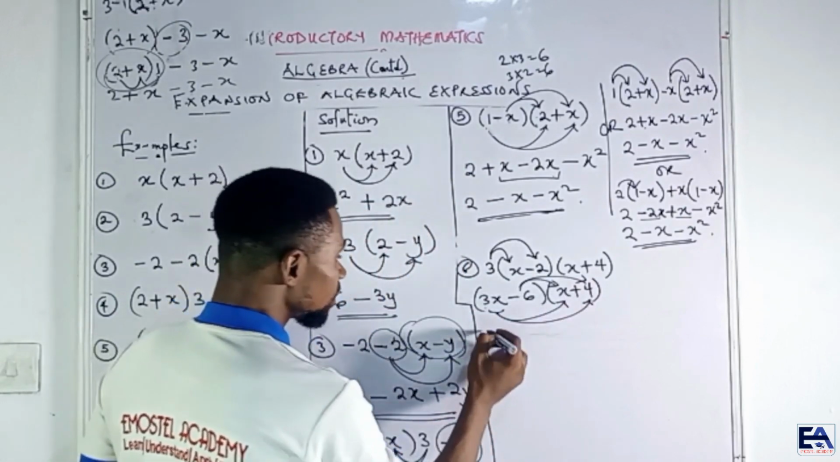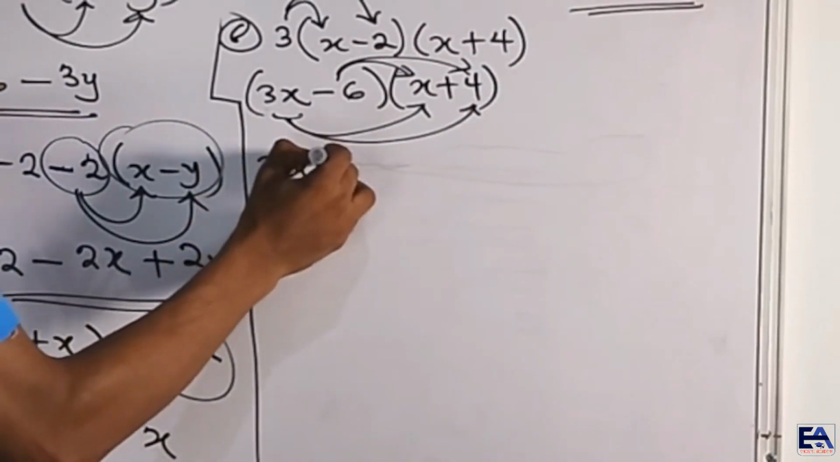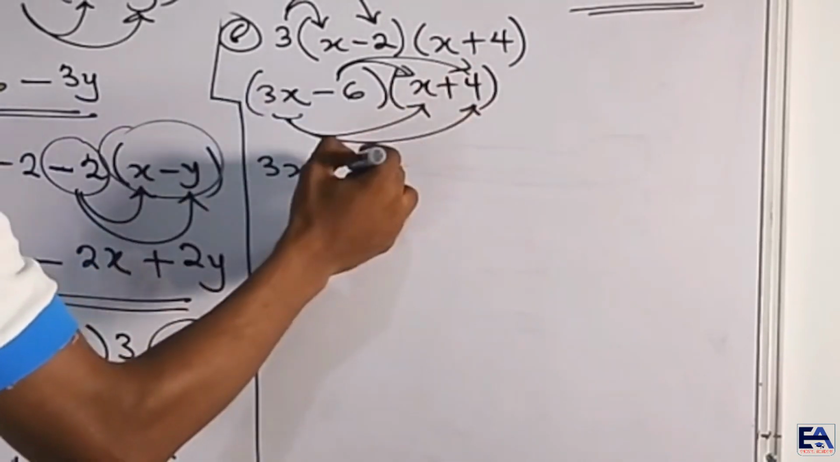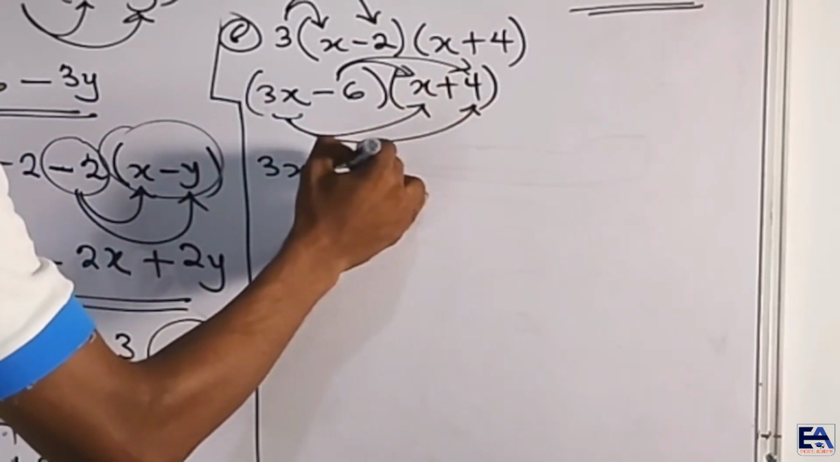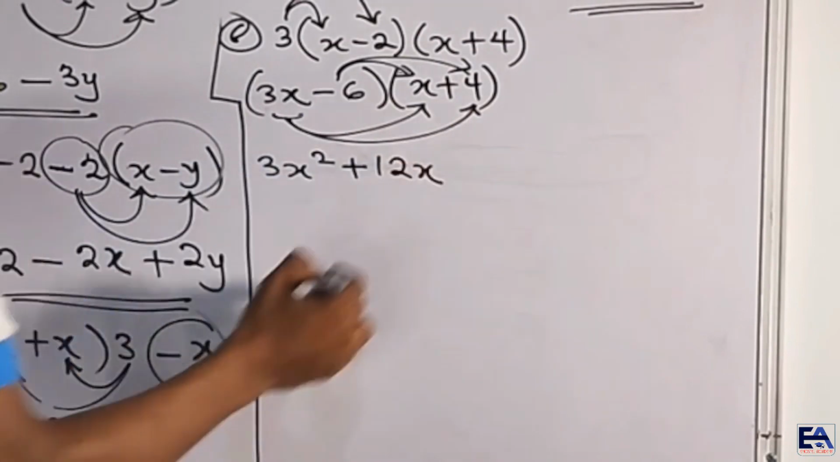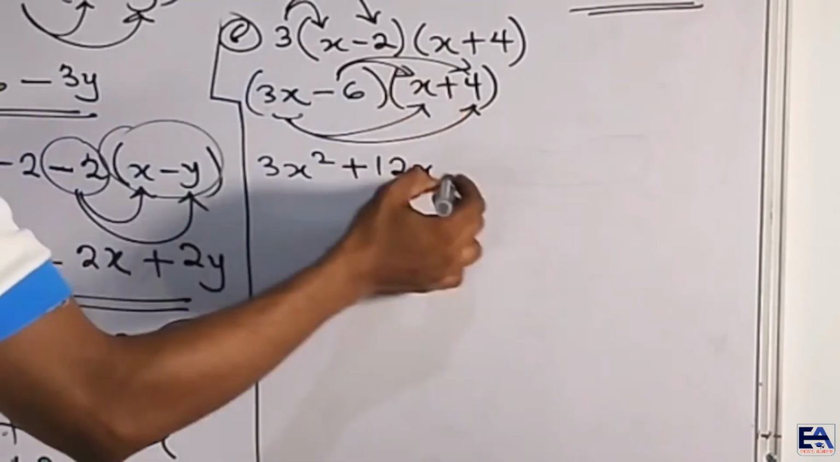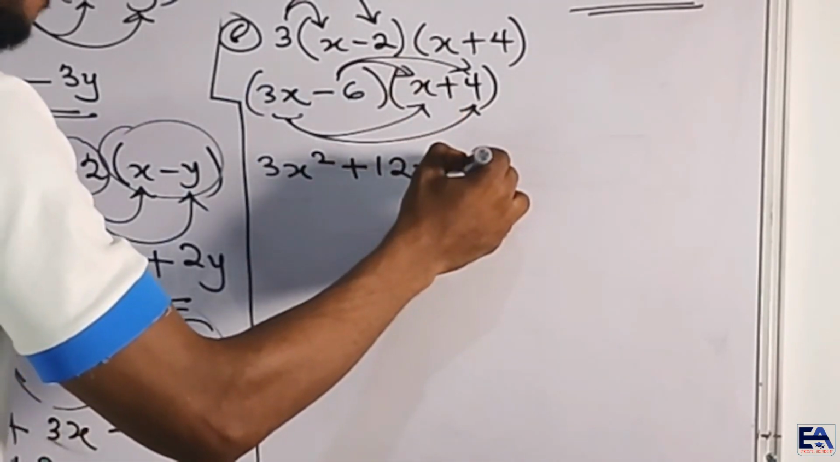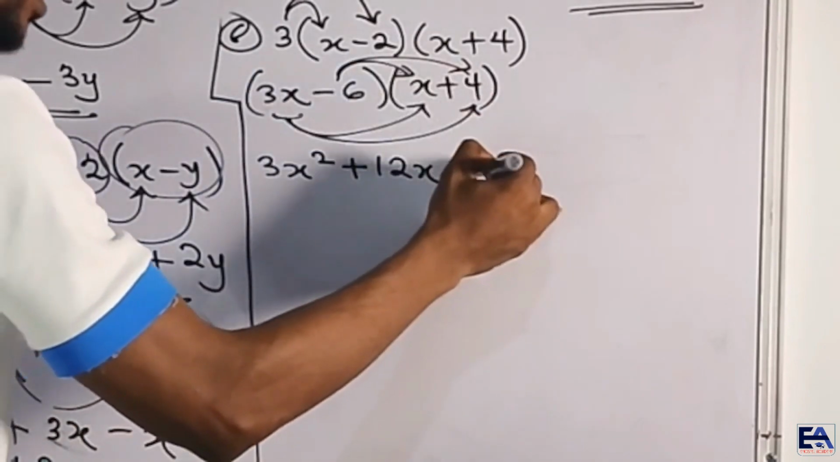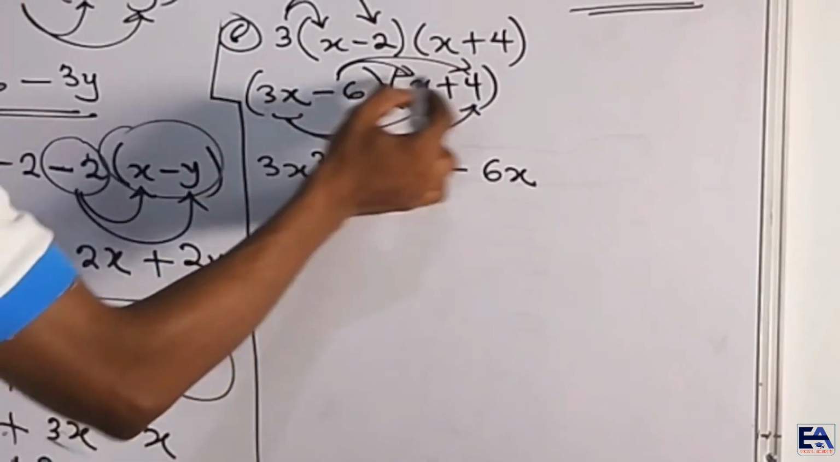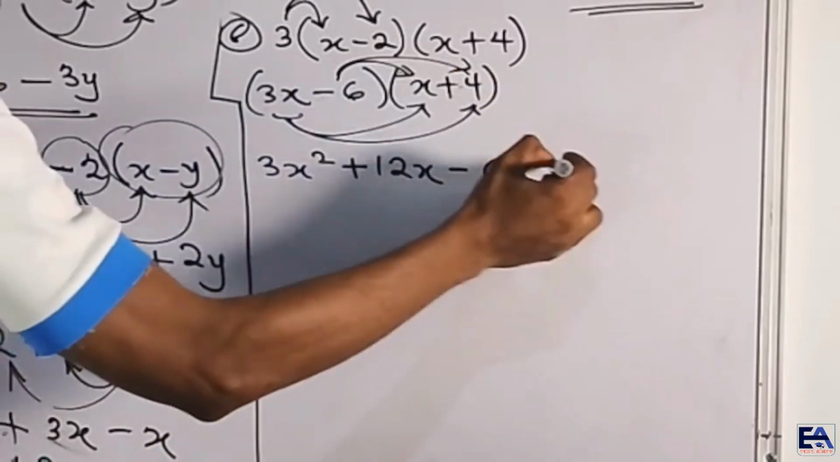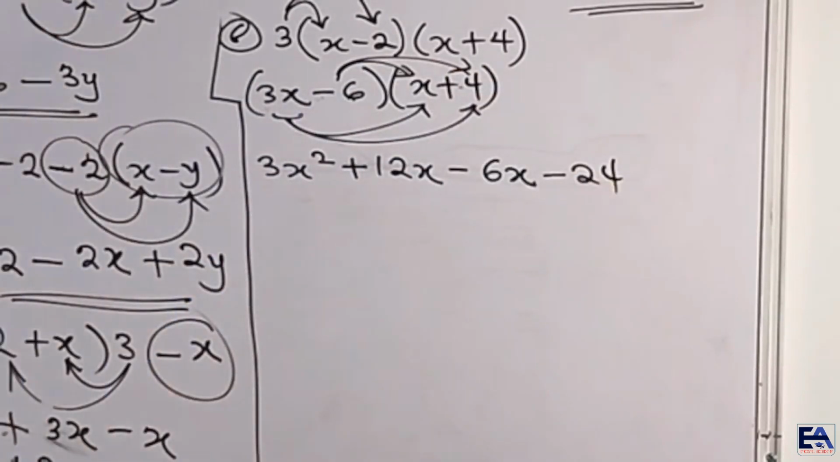3x times x gives us 3x squared. The same 3x multiplies plus 4 gives us what? 12x. All right? Now, minus 6 multiplies x, we have minus 6x. And then, you know, minus times plus is minus, 6 times 4 is 24.